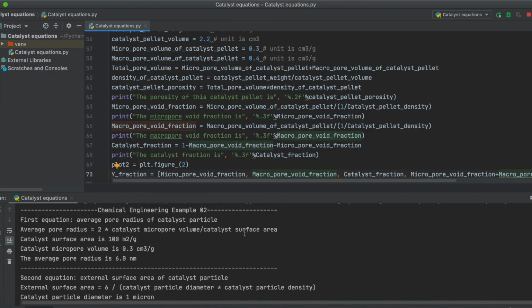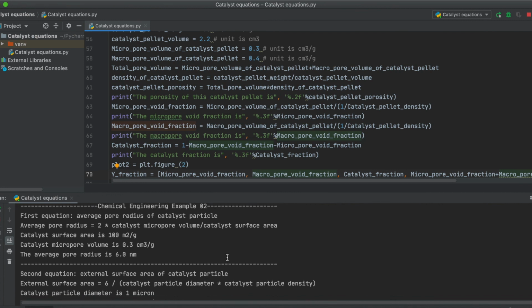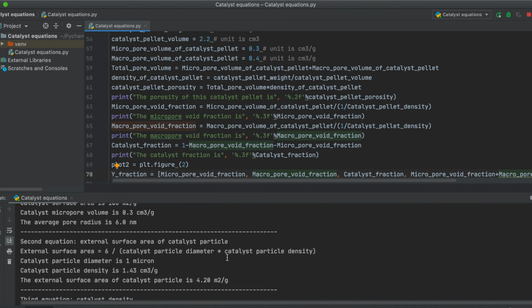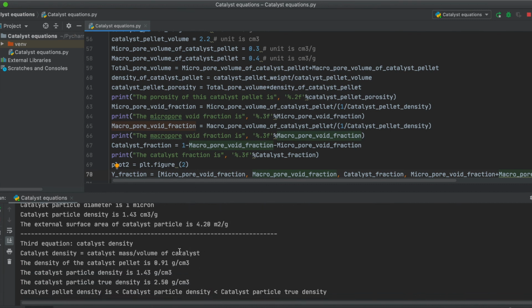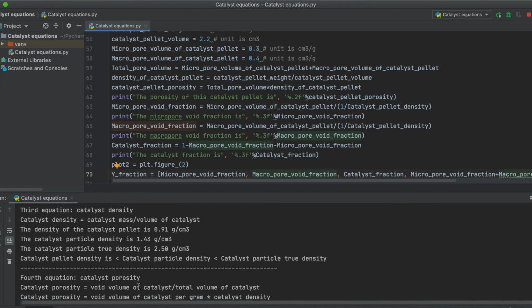So to summarize, today we showed 4 equations for catalyst calculation. The first one is the average pore volume of the catalyst particle. The second one is how to calculate the external surface area of a catalyst particle. The third one is how to calculate the catalyst density. And the last one is how to calculate the catalyst porosity.